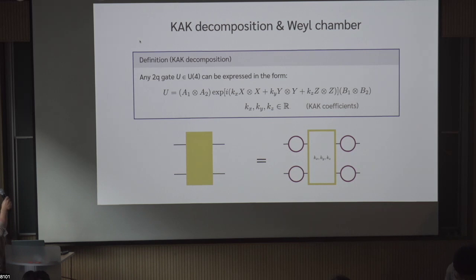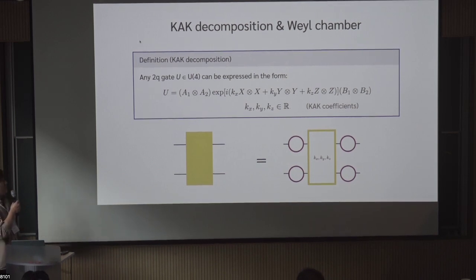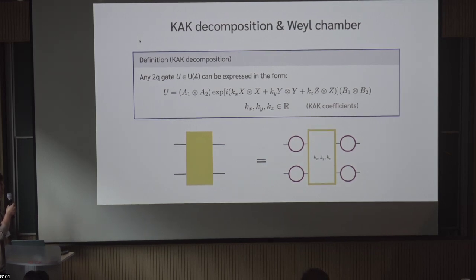Okay, so very briefly about KAK decomposition. It is a decomposition of any two qubit gate into this form. These purple circles are just some single qubit gates, and in the middle we can have a three-dimensional representation of a two qubit gate. So it's sort of saying that if we want to mod out the single qubit gates, then we can use only three real parameters to describe equivalence classes of two qubit gates.